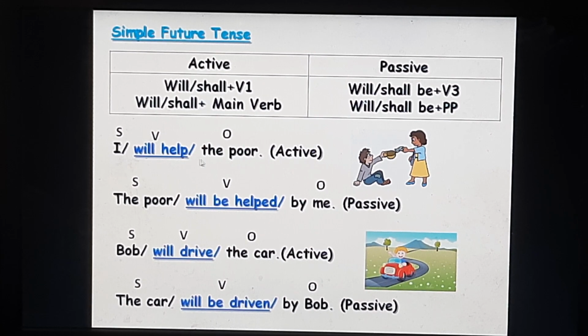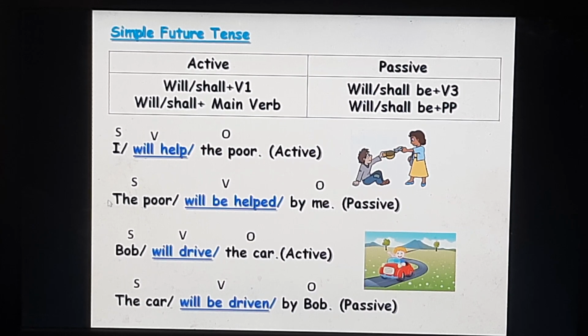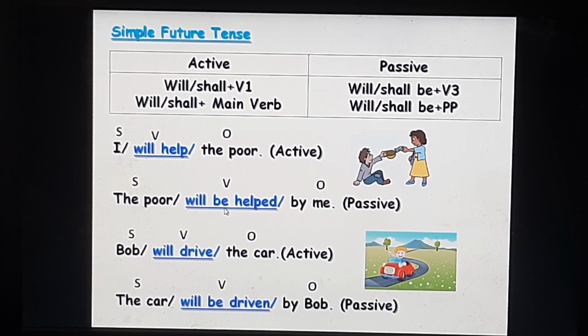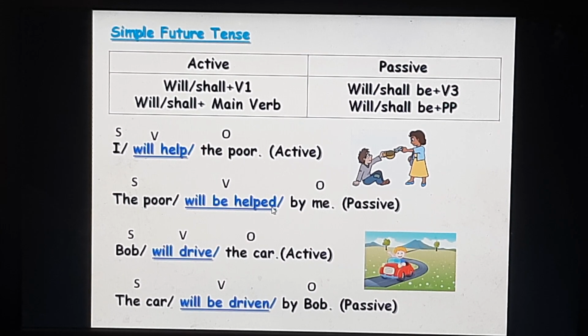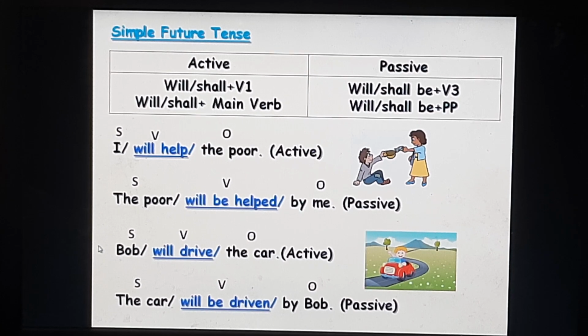So, I will help the poor. Active voice because the subject I is doing the work. In the passive, the poor will be helped. Helped is the past participle form. By, and the subjective pronoun will change into the objective pronoun me. Passive form is: the poor will be helped by me.